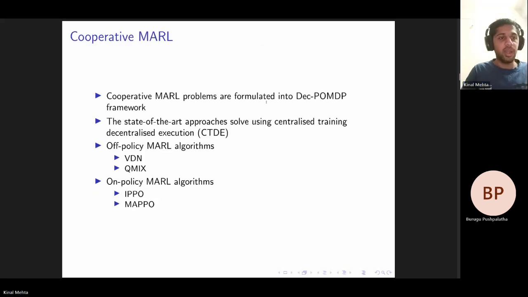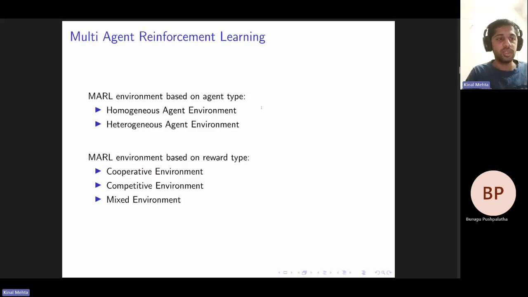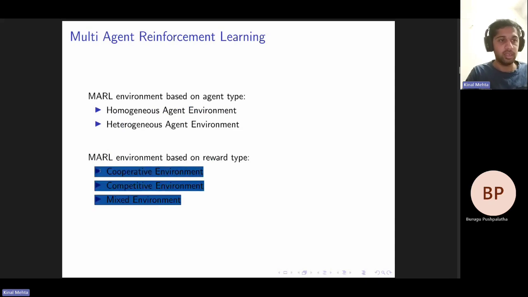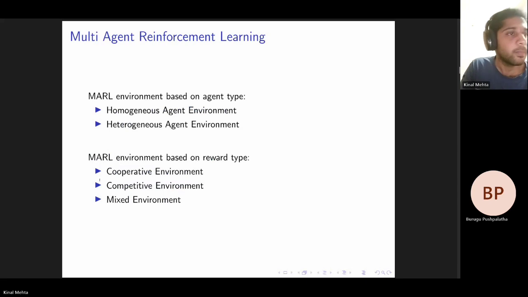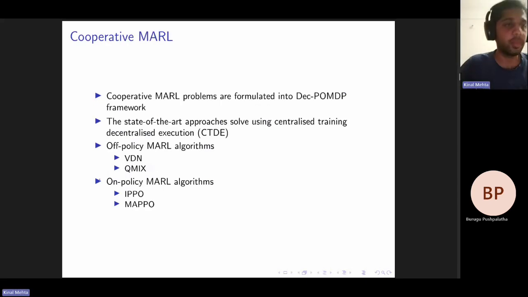In the first part of the thesis, we'll look into mostly cooperative environments, and that will be for homogeneous agents. I think in the entire thesis, we focus only on homogeneous agent environments. In the first part of the thesis, we'll be looking only into cooperative environments, whereas the second part of the thesis can belong to any of the three categories of environments. So let us start by looking into cooperative multi-agent environments.